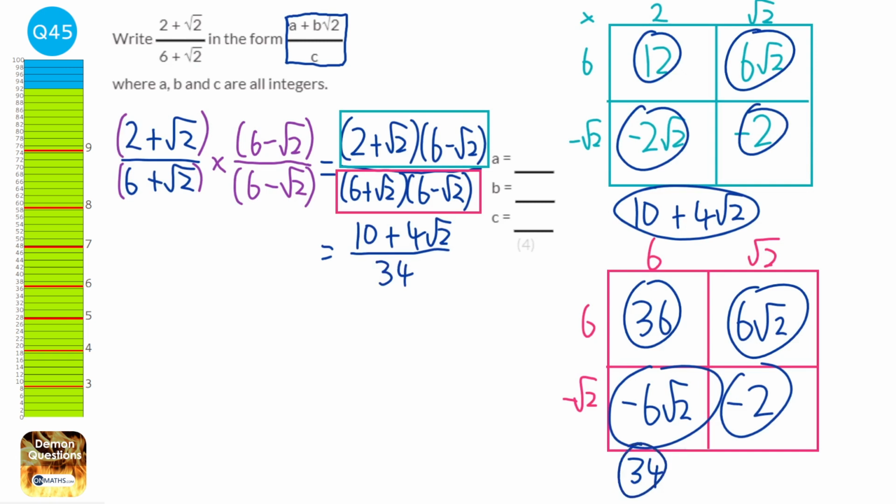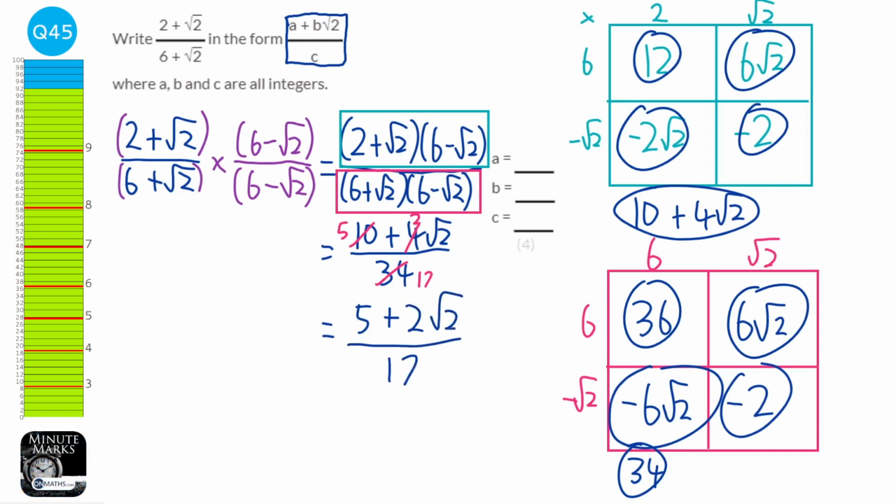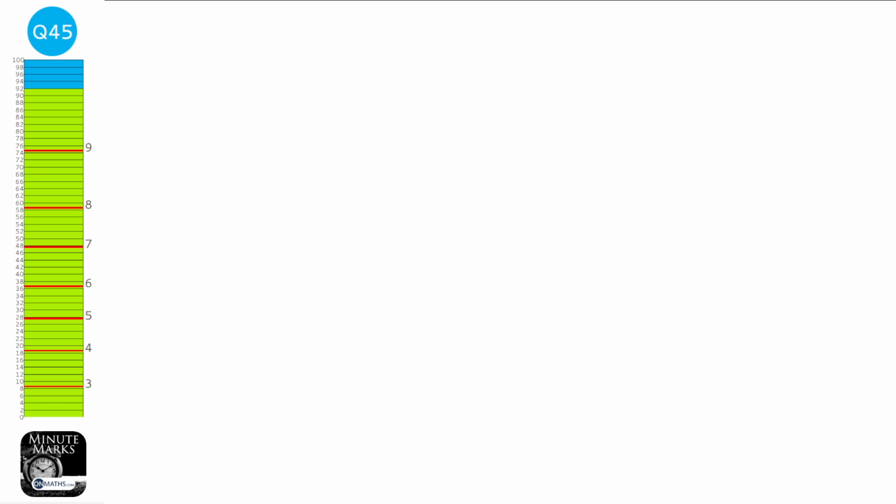Now we're looking to see whether we can cancel at all, and if you look, we can actually divide everything by 2. So divide the bottom by 2 and we get 17. Divide the 10 by 2, we get 5, and we've got to divide all 3 terms by 2, so we get a 2 there. So we actually end up with 5 plus 2 root 2 over 17. So our missing numbers, looking back at the question, A would be the 5, B would be 2, and the C is 17.